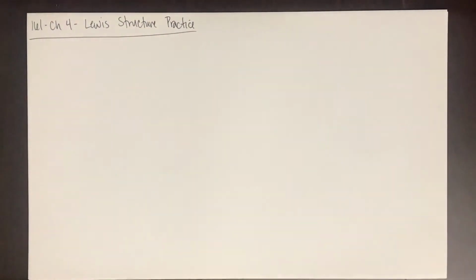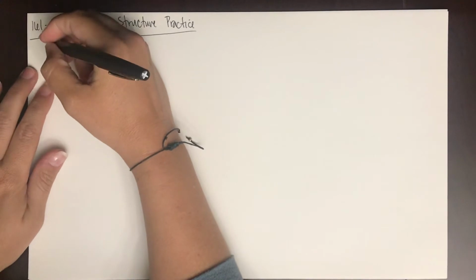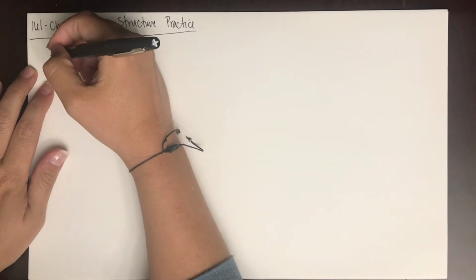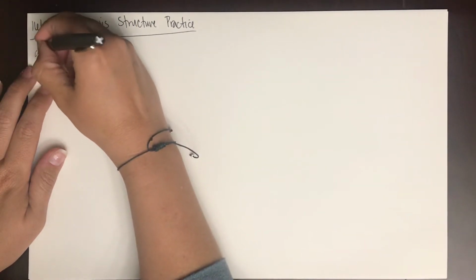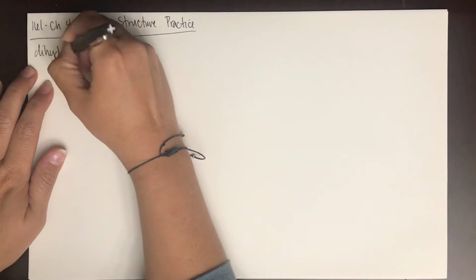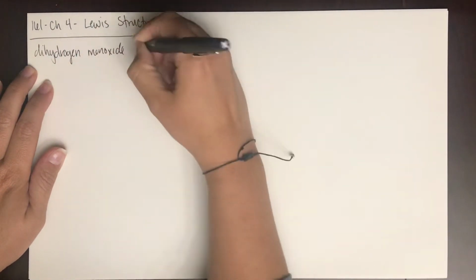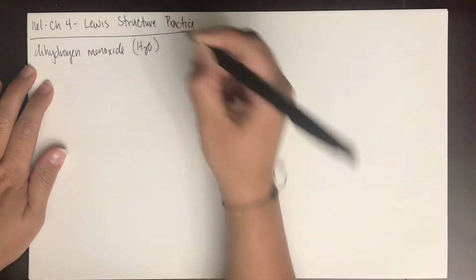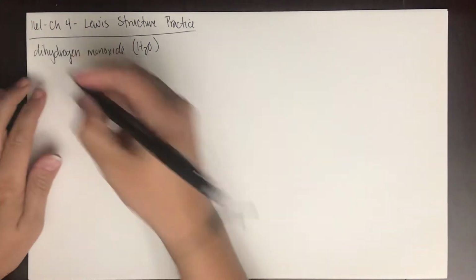Okay, so let's do a few more examples of Lewis structures with just single bonds. So let's look at water. So water is dihydrogen monoxide, sorry, which is H2O. Okay, so we are going to figure out the total valence electrons.